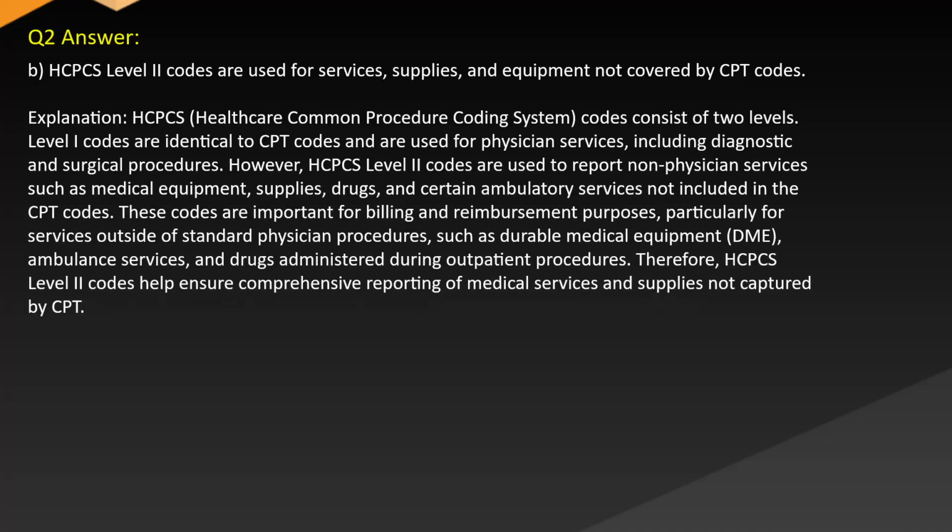Answer. B. HCPCS level II codes are used for services, supplies, and equipment not covered by CPT codes. Explanation. HCPCS, Healthcare Common Procedure Coding System, codes consist of two levels. Level I codes are identical to CPT codes and are used for physician services, including diagnostic and surgical procedures. However, HCPCS level II codes are used to report non-physician services such as equipment, supplies, drugs, and certain ambulatory services not included in the CPT codes.